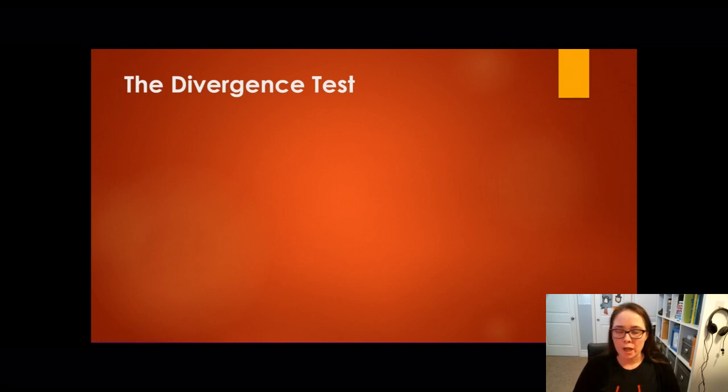Now, if you're looking around online or in other textbooks, you might see this referred to as the nth term test. Whichever one you see, we're talking about the same thing. I'm calling it the divergence test. The way this test works is you take the nth term of your series and you take the limit as n approaches infinity to see what you get. If the limit is equal to something other than zero, then the series diverges. So it could be anything from the limit equals 1 to infinity or does not exist. If I get anything other than 0, then I can say the series diverges.